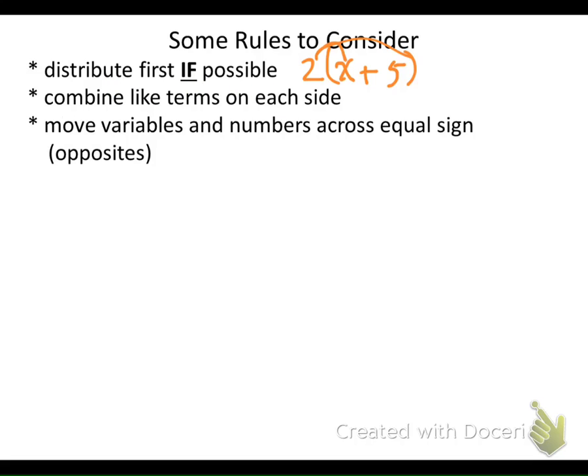Second step, combine like terms on each side. You're going to have a chance to make both sides of the equation, the left side and the right side, smaller. In other words, we're going to simplify the left side, simplify the right side. We're going to shrink it down. And then you solve the equations like normal. Move variables and numbers across the equal sign. And you're going to do that by using the opposites, the pluses and the minuses and the division and the multiplication. All right? So again, some things to consider.